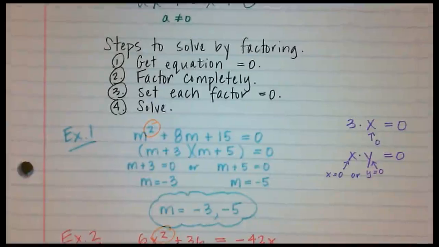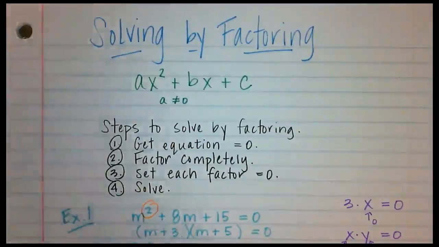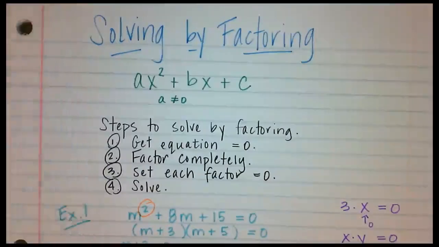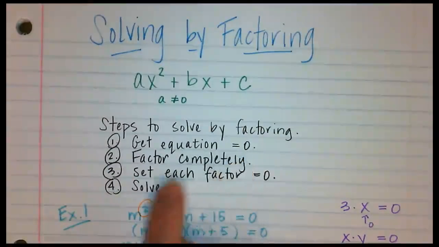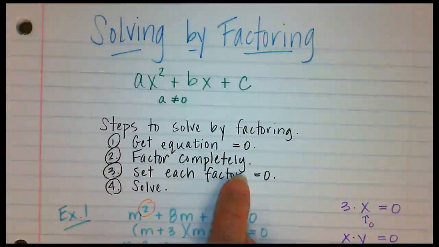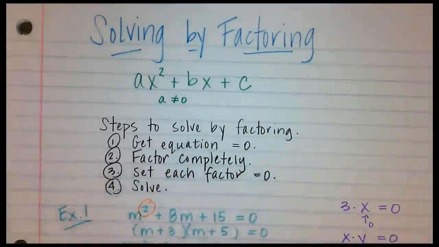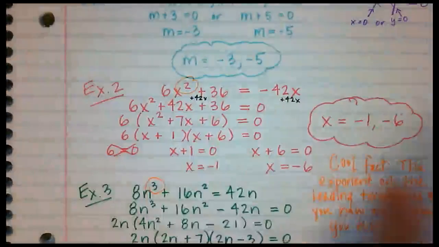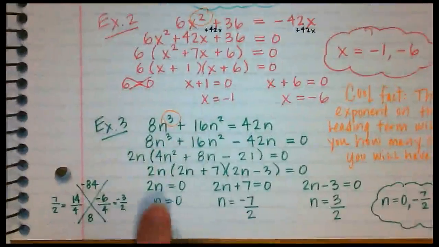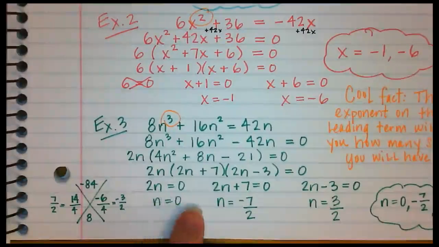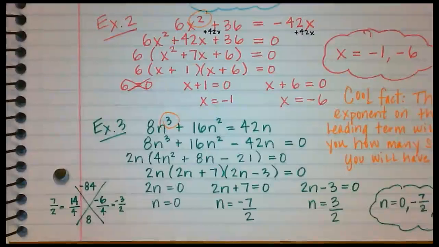So just to recap again, the steps to solving by factoring. First thing you need to do is get the equation equal to 0. You're only going to be able to get this correct if your equation's equal to 0 before you start. Then you're going to factor completely, set each factor equal to 0, and then solve. And on example 2, when we looked at this, we had 6 equals 0. There's nothing to solve there. But down here, we did have an n. So divide both sides by 2, and we get 0.